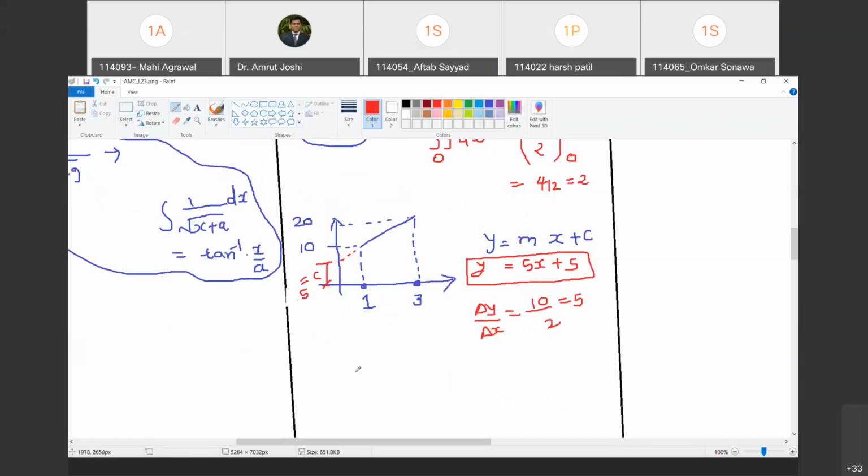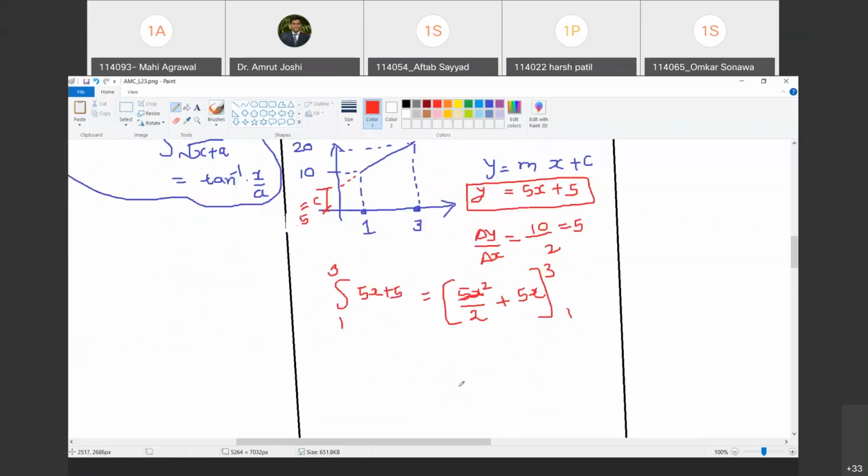Now you integrate this from 1 to 3. Integration of 5x plus 5 from 1 to 3. Tell me how much is that? 5x square by 2. Do you agree with me? Yes, sir. Plus 5x. And this has to be integrated from 1 to 3. So when I substitute 3 here, what am I going to get? 3 3s are 9, 9 5s are 45, 45 by 2. Do you agree with me? Plus 15, minus 5 by 2 minus 5. Happy? Yes, sir.